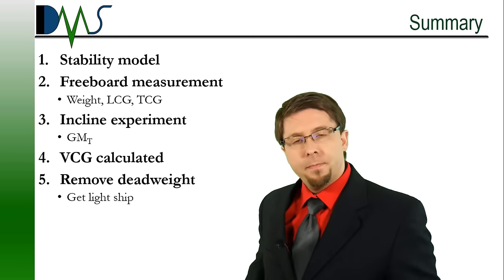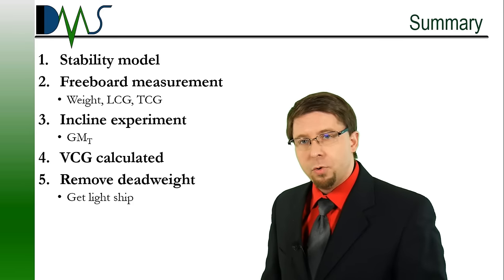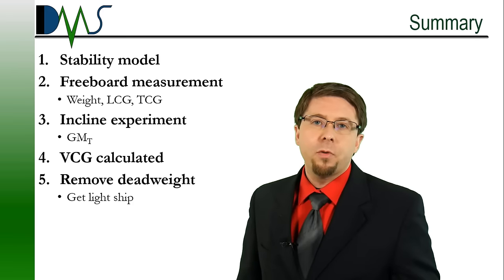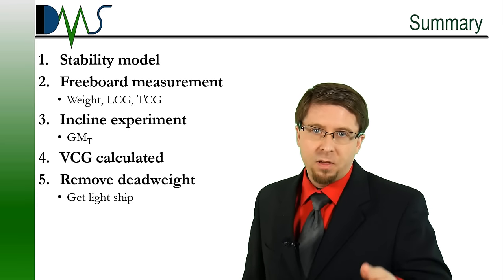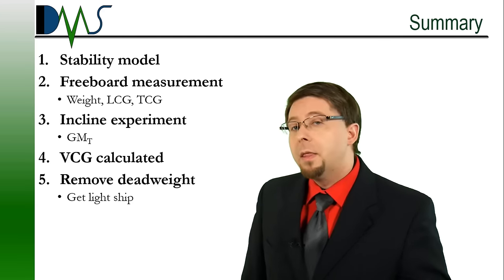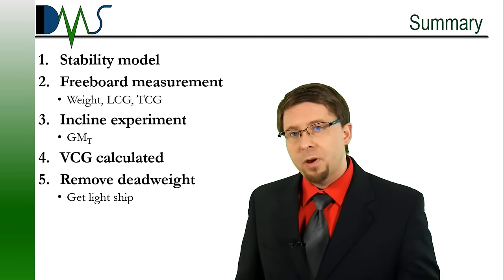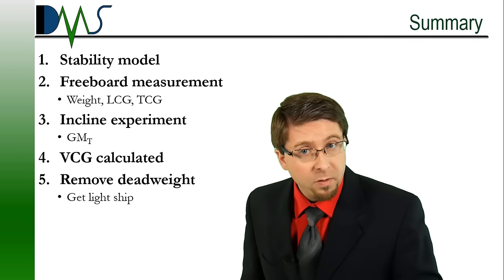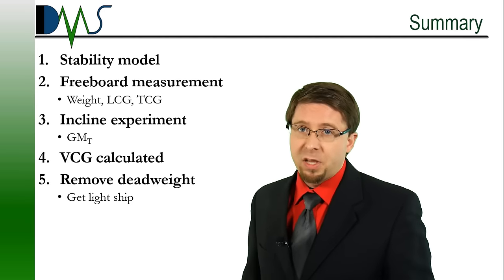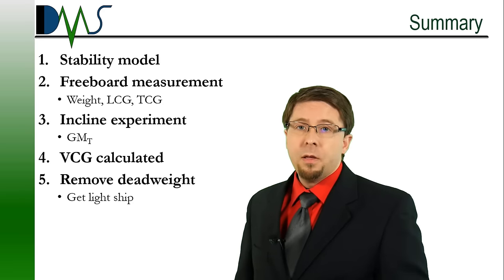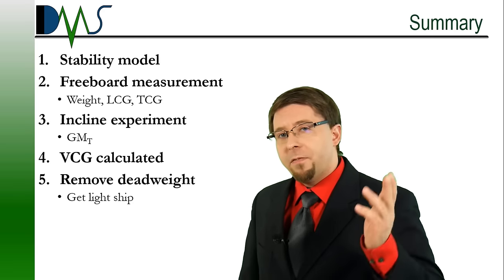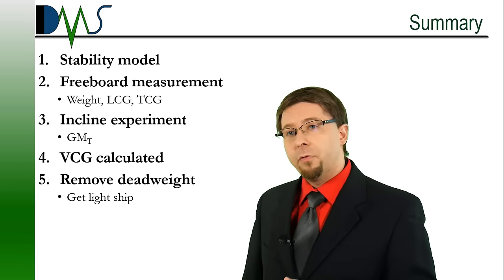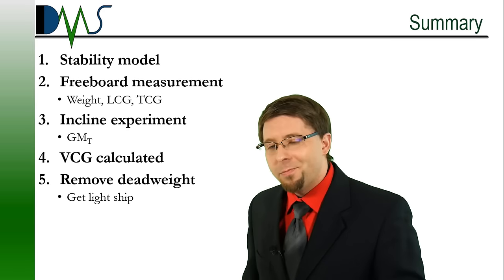So, how did we do it? First step was to build our major tool, the stability model. Once that was done, we used the freeboard measurement with the stability model. That gave us the weight, LCG, and TCG. Then we went on to use the incline experiment to get our GMT. Throw in some more fancy math and a little bit more data from the stability model, and we get the VCG. But we're not done yet. We remove all the dead weight, and that finally gets us to the important point, the lightship weight and associated center of gravity.